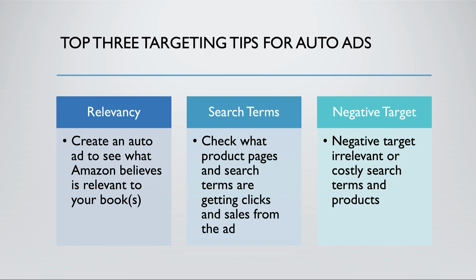So let's say you write dark urban fantasy with a male protagonist and like anti-romance. If you're being shown a lot for urban fantasy romance or reverse harem, that's not good targeting. So you would negative target those keywords, and Amazon will stop showing you in those search terms or product pages.